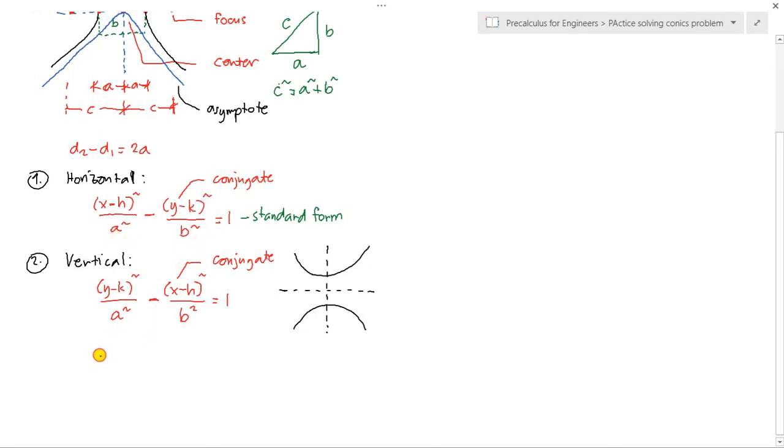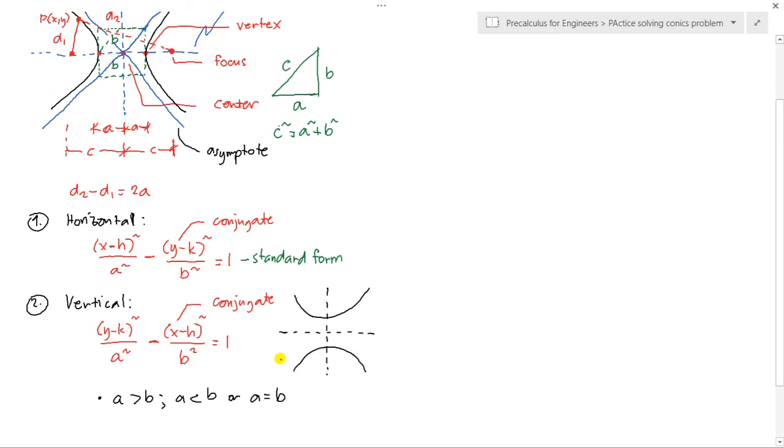So here we can have three possible values for our a and b. So a can be greater than b, or a less than b, or a equal to b. So kaning tulo ka mga conditions, possible ni sila nga mahitabo sa atong hyperbola. So mao na siya ang standard form.